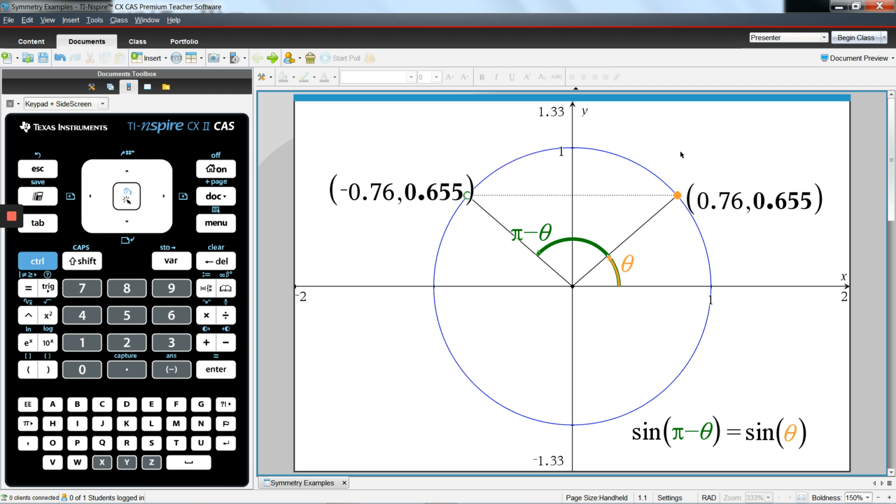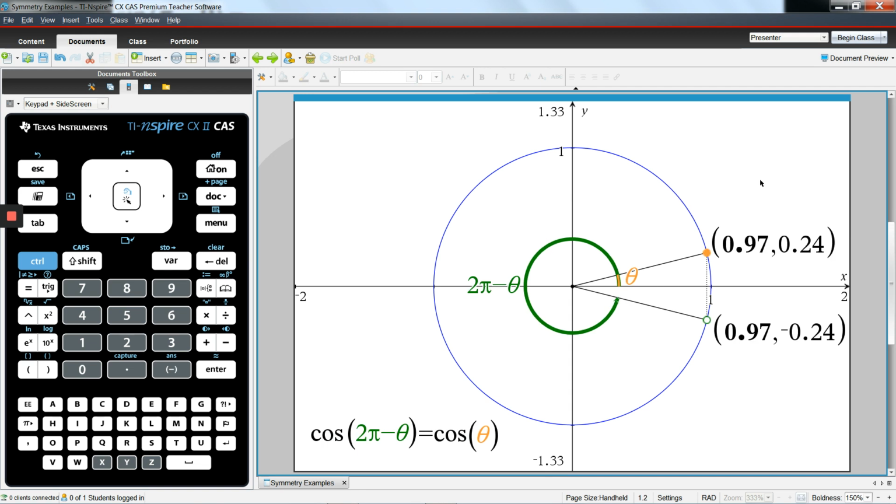What this is really showing is that sine of pi minus theta is equal to sine of theta. That is, the y value generated by the angle pi minus theta, which is 0.655 in this case, is the same as the y value generated by the angle theta itself, again, also 0.655. So this is one of the symmetry properties of sine.